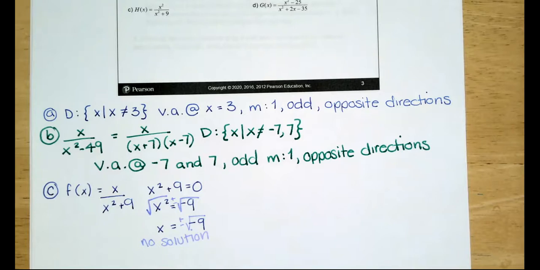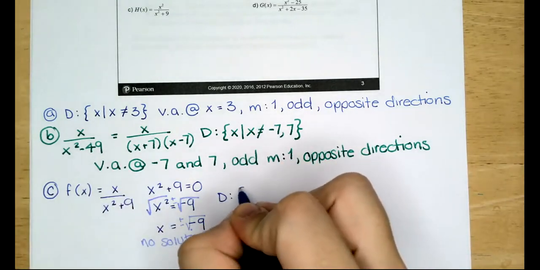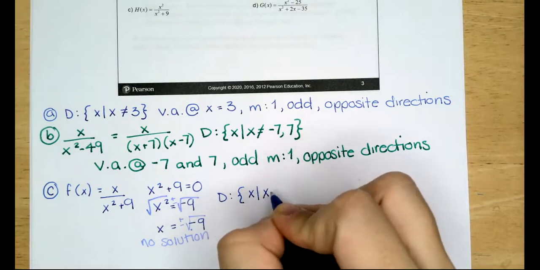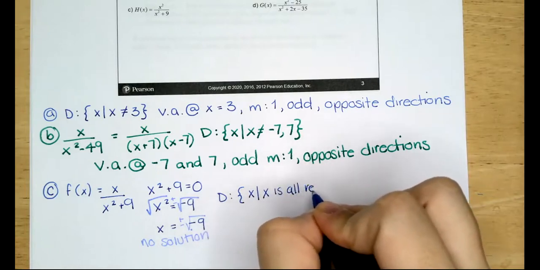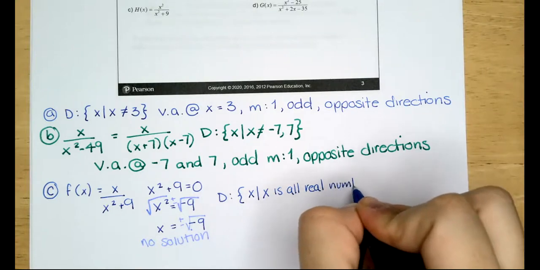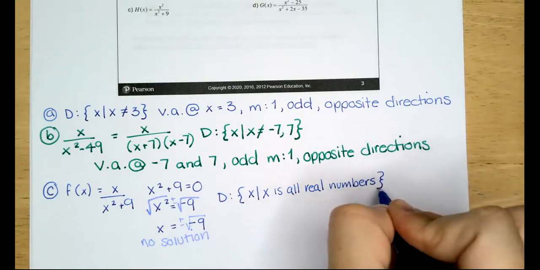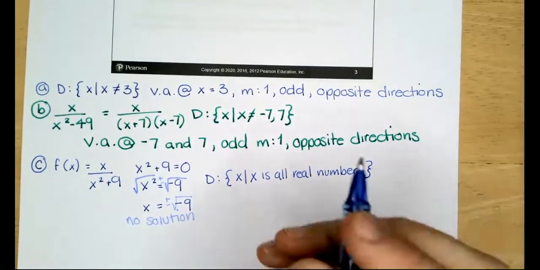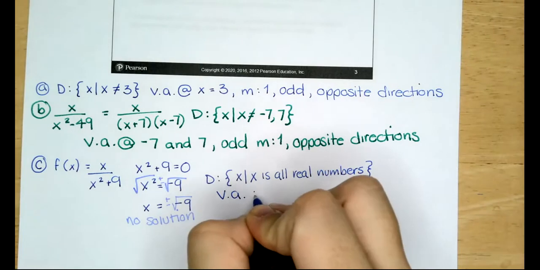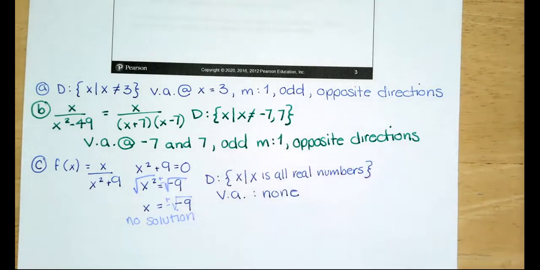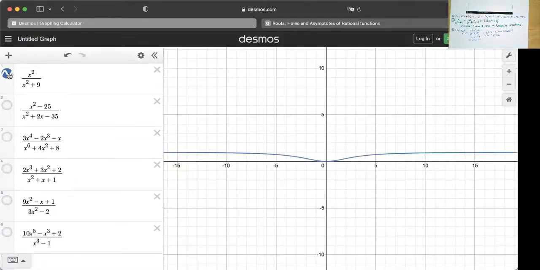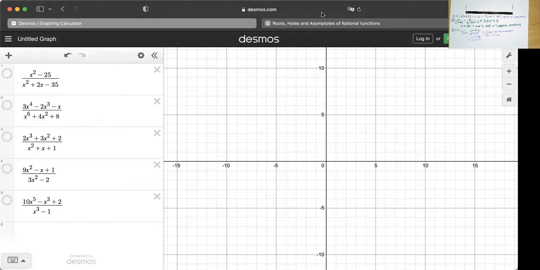So the domain is x such that x is all real numbers, which means there are no vertical asymptotes. Let's check. Close that one. No vertical asymptotes. It goes forever to -infinity and infinity on x, but there are no vertical asymptotes on y. All right.